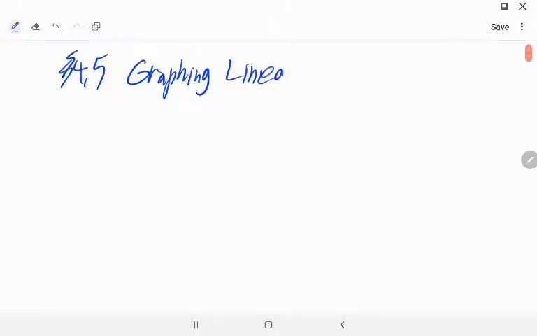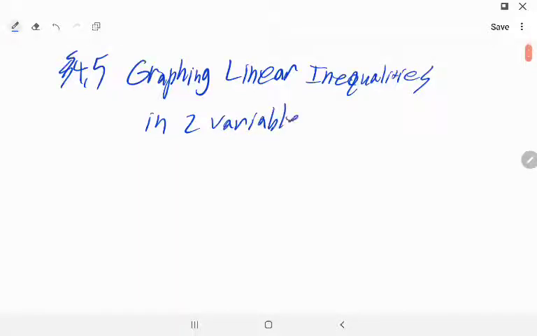The last thing we're interested in for Chapter 4 is Section 4.5, where we're interested in solving, graphing linear inequalities in two variables. So this winds up being similar to linear equations.